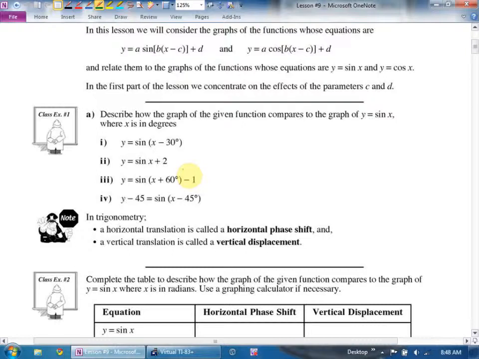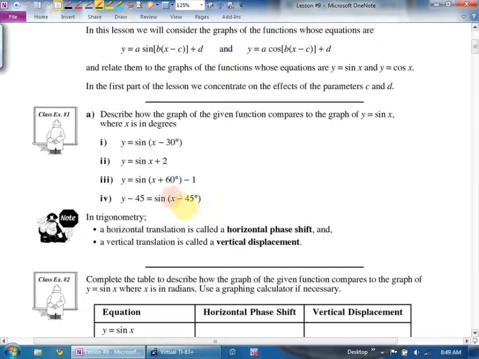Okay, we're going to be a little fussy. It would have to be in brackets. It's not, so it's vertical. 2 up. Okay. What about here? 60 degrees left, 1 down.